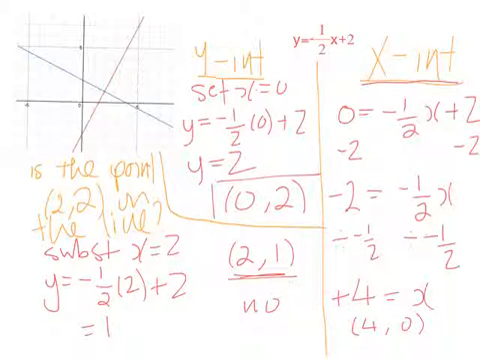The x-intercept should be (4, 0). 4 across and 0 up. And is (2, 2) on the line? Well, no, it's definitely not on that blue line.